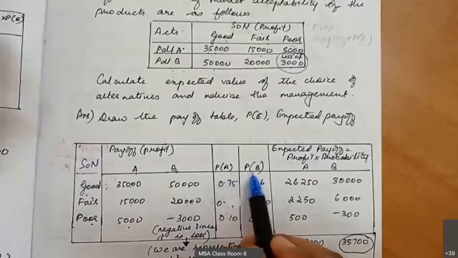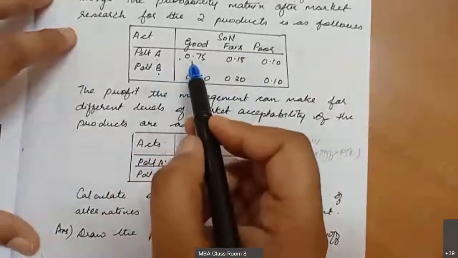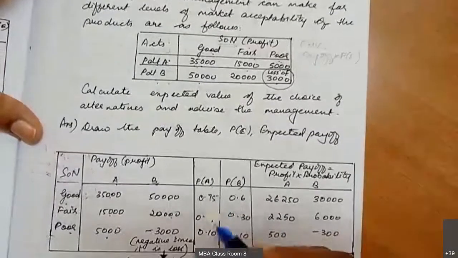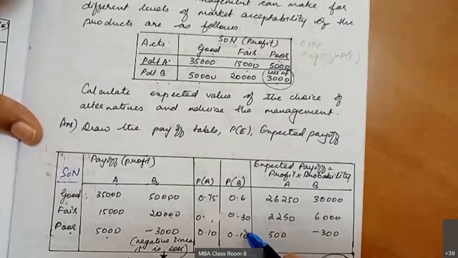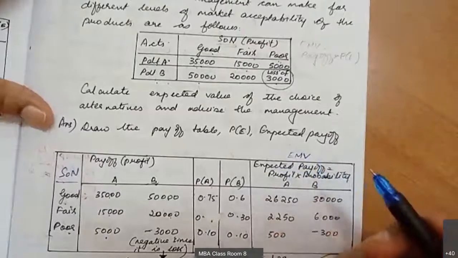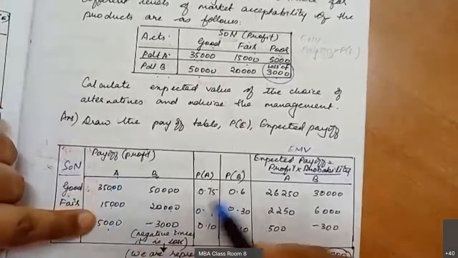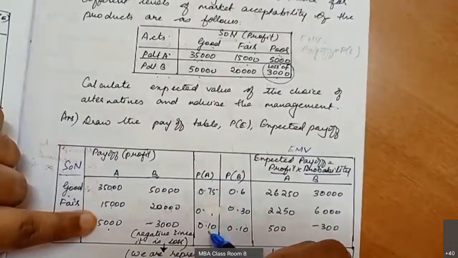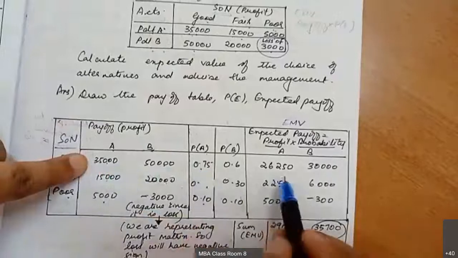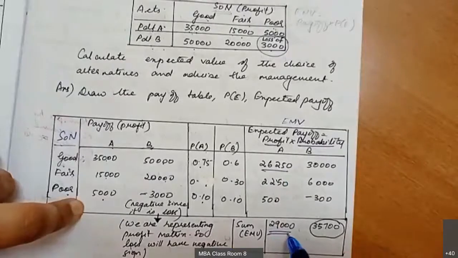Then we have the two probability values. Probability values we get from the first table in the question. 0.75, 0.15 and 0.10 are the probabilities for product A. And product B also we have those probability values. What is our intention? It is to find the expected monetary value. It is expected payoff, the same thing. That is payoff into probability. So the corresponding first column you multiply with the probability of product A and then you will get these values. Multiply 35,000 into 0.75, you will get this value. Similarly, multiply all the values and find the sum, you will have 29,000 for product A.